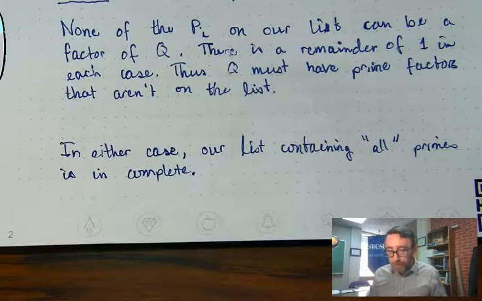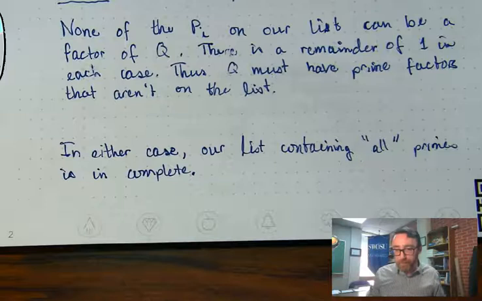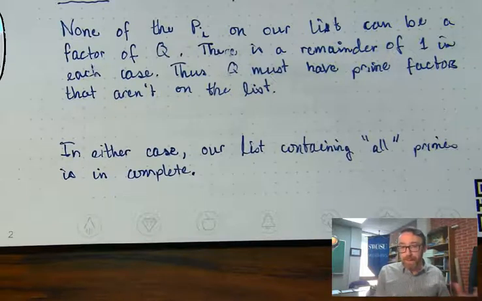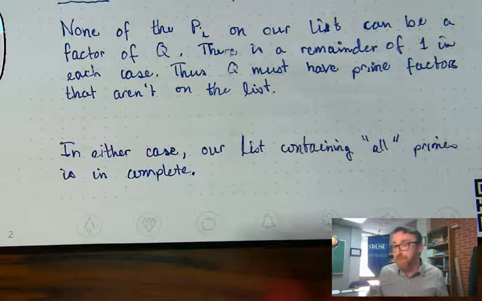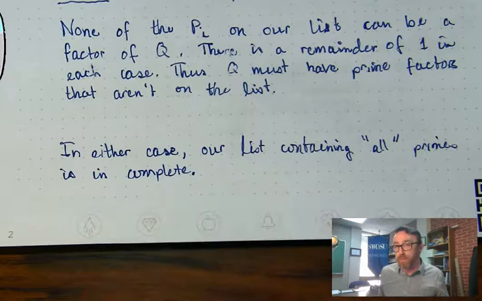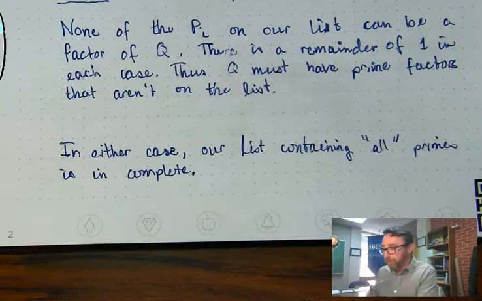So what we conclude is that our premise of being able to create a list that contained all the primes was false, because we just provided a procedure that allows us to take any list of primes and create ones that are not on the list. So no matter how big your list is, it will be incomplete.